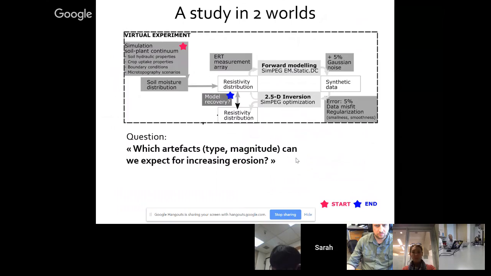So here you can just see a loop of forward simulation of the hydrological situation. We generate some typical patterns. We convert them from soil moisture to conductivity with a petrophysical relationship. And then we do the typical loop: forward modeling, inverse modeling, and comparing the real model and the inverted model. So that's for the question of the artifacts.